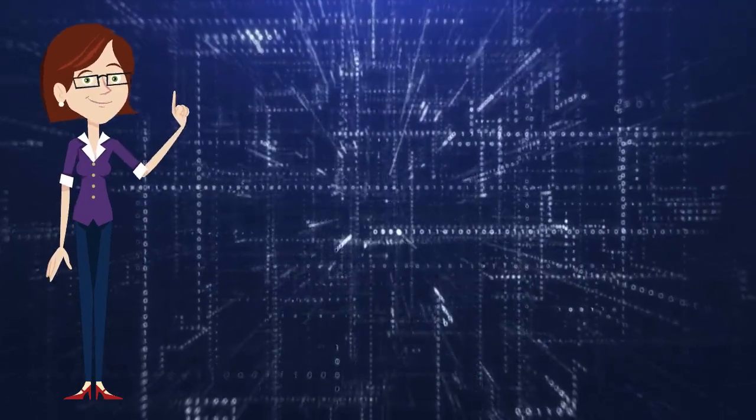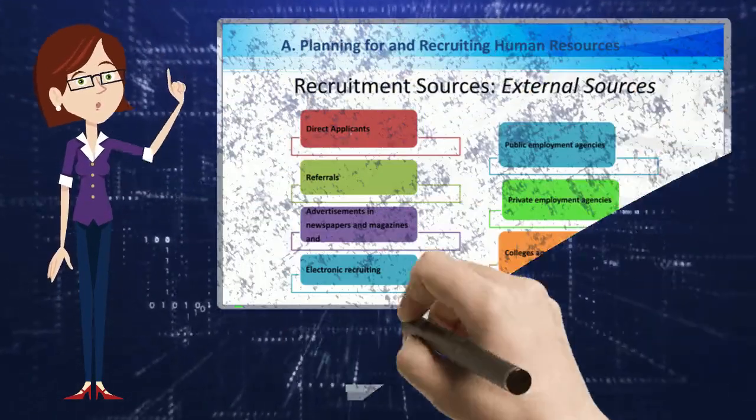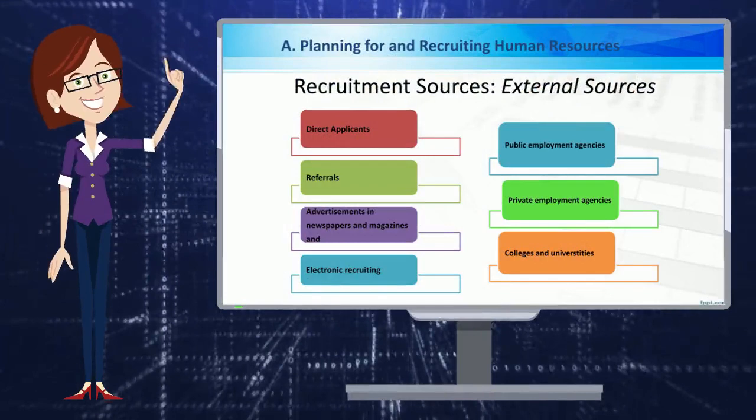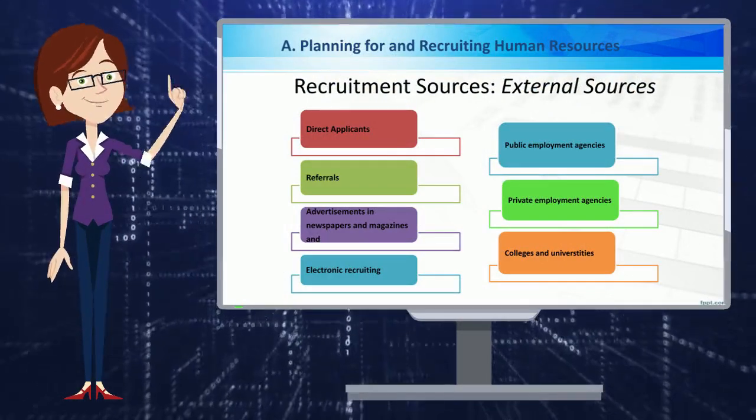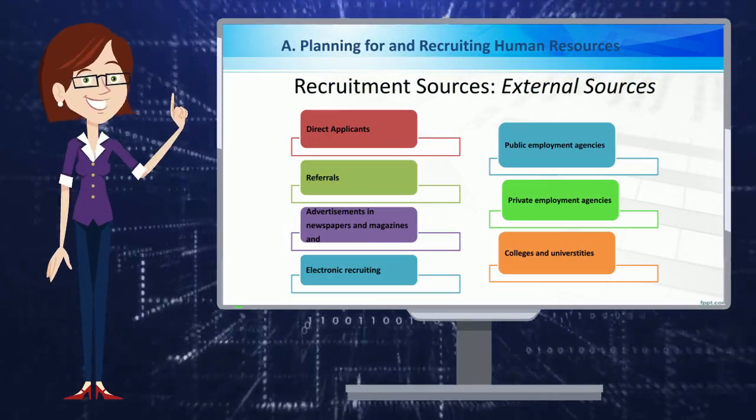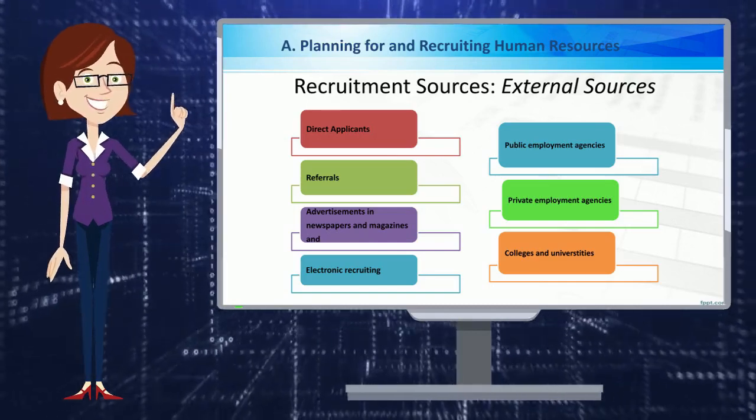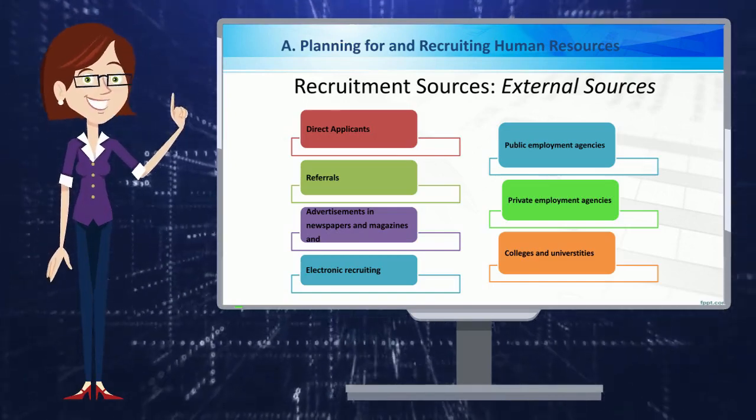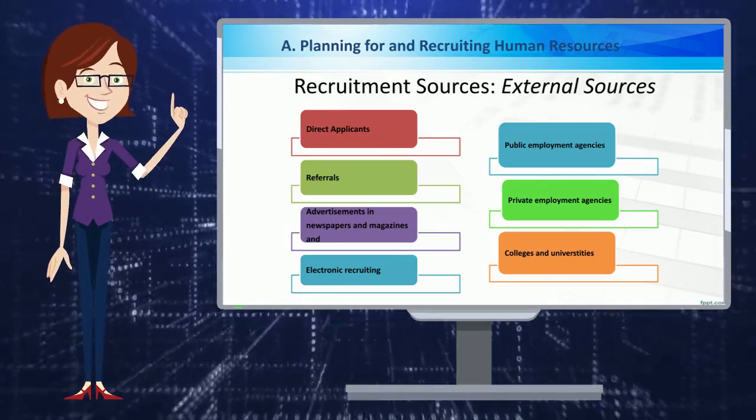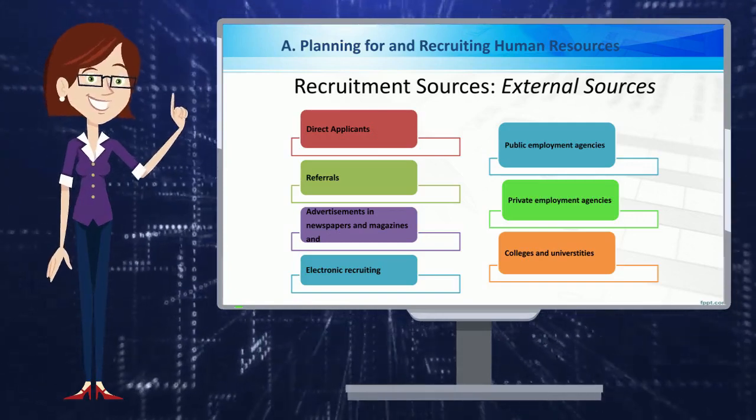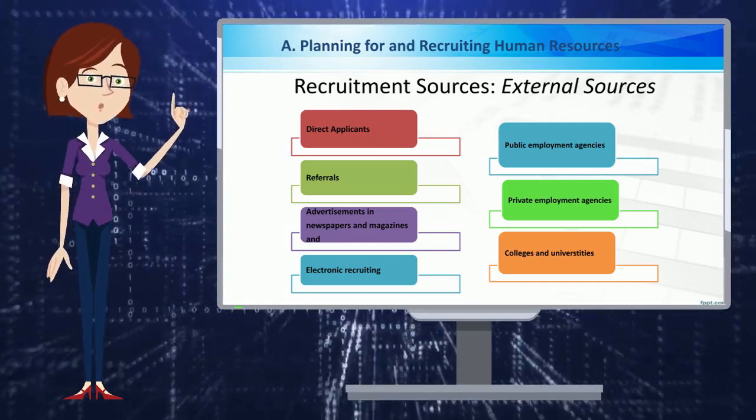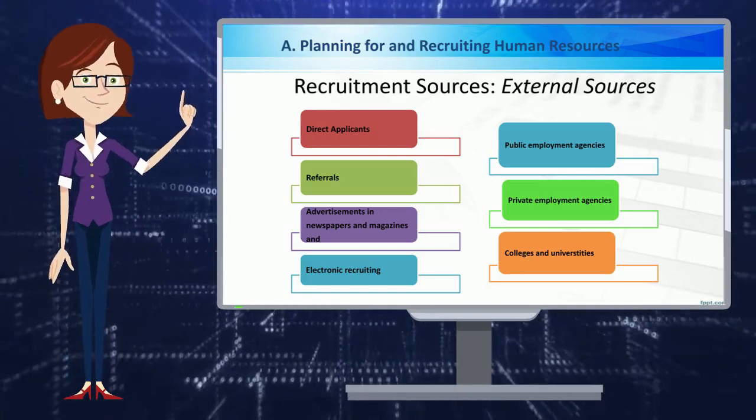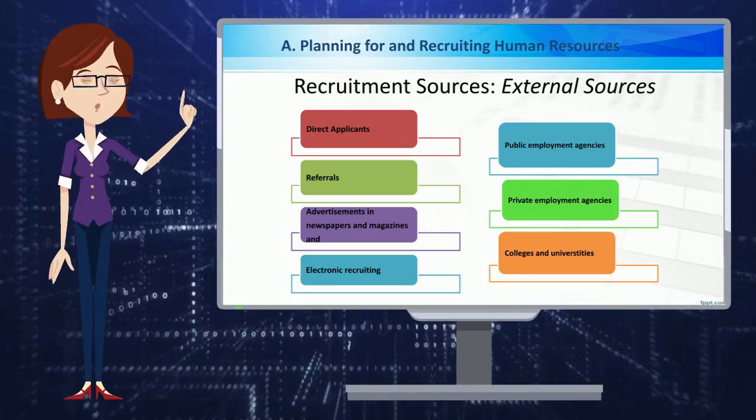Another recruitment source is the external sources. Among these external sources are the direct applicants. They might also come from referrals, advertisements in newspapers and magazines, and also electronic recruiting. There are also some who come from public employment agencies, or private employment agencies, and colleges and universities.